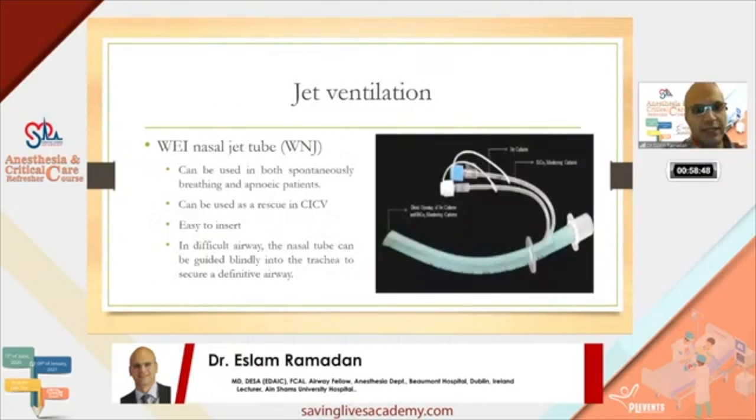This is what we call the VivoNasal jet tube. It is a new device. It's like a nasopharyngeal airway, but there are two tubes through this one, one connected to the jet ventilation and the other one used to measure the airway pressure. It can be used either spontaneously or if the patient is completely apneic. It can be used as a rescue in a can't intubate, can't ventilate scenario, which is easy to insert, and you can insert a small tube blindly through the nasal jet tube.